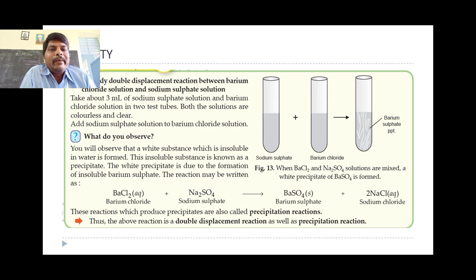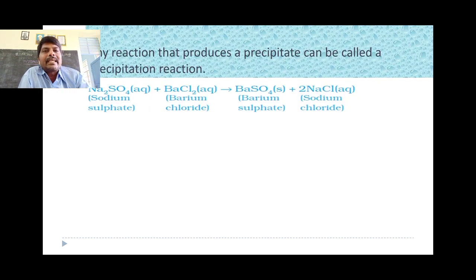You can see the reaction. Barium chloride aqueous solution and sodium sulfate aqueous solution, both are colorless and clear solutions. After mixing these two, you will get barium sulfate, a white insoluble product. It is called precipitate. These reactions which produce a precipitate are called precipitation reactions. Thus, the above reaction is a double displacement reaction as well as precipitation reaction.